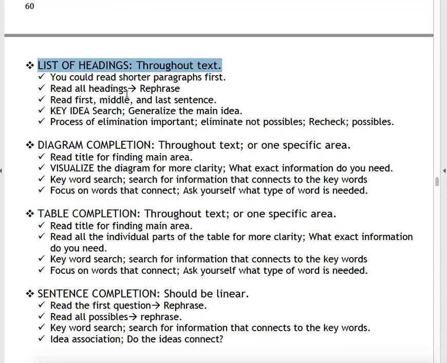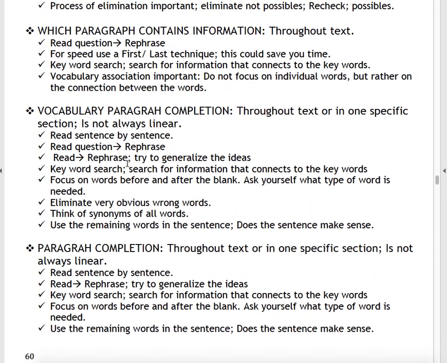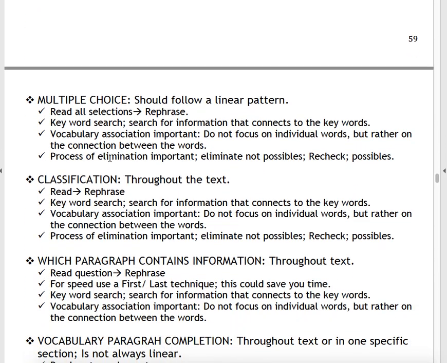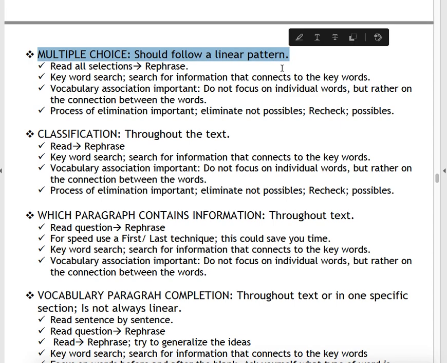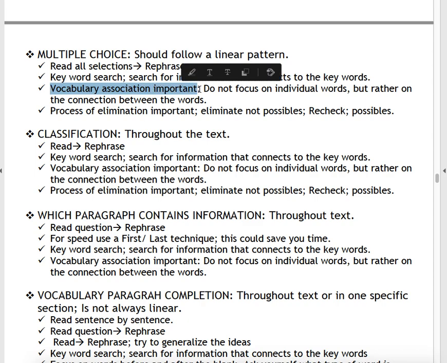And in our guide, page 60, so important for us is that they follow a linear pattern, okay? Which means you need to read all answers and rephrase, keyword search again. This one I find to be very important, vocabulary association. This means do not just focus on individual words, but rather the meaning of the words. Many times students choose answers just because they have similar words. That's what this means here, okay?